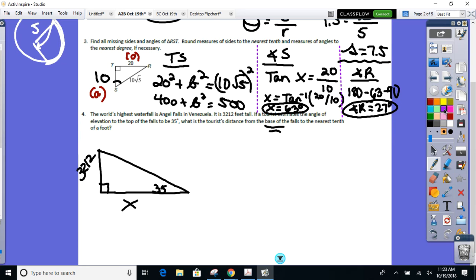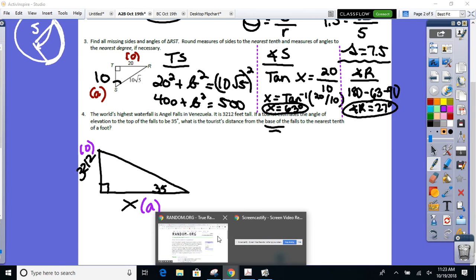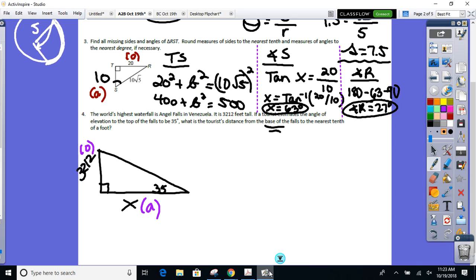What's the x? Hypotenuse, opposite, adjacent. Adjacent to the 35, and the 3,212 is opposite. So yes, once again, what are we going to use out of the three? Sine, cosine, tangent. What do I have enough information for if I have the opposite and adjacent side? Tangent, got it. Make sure we can spell this bad boy on Monday too.